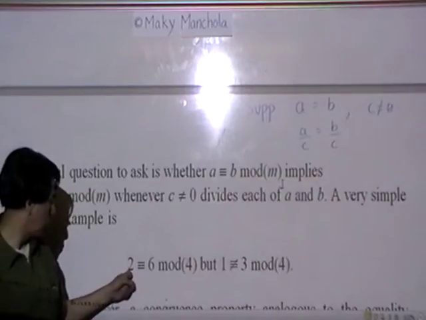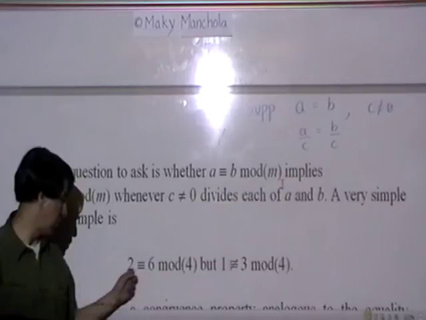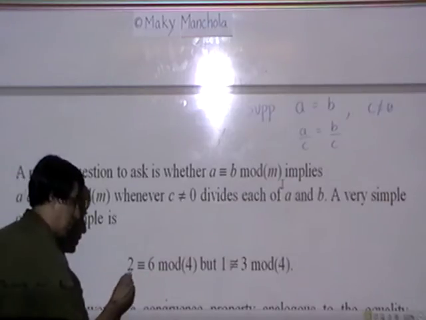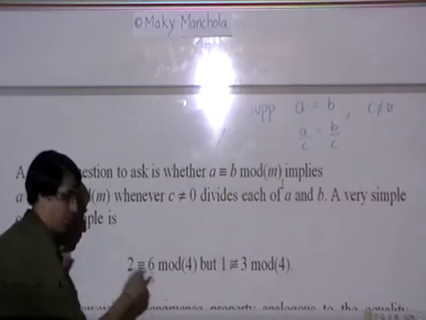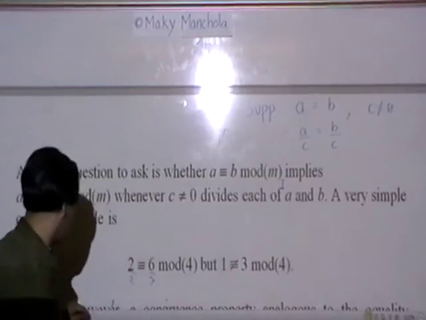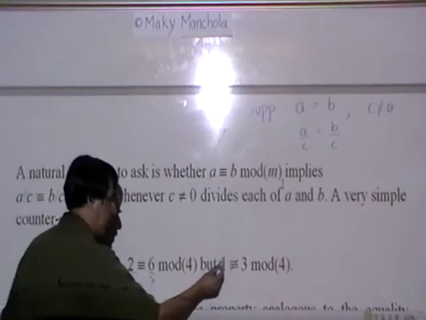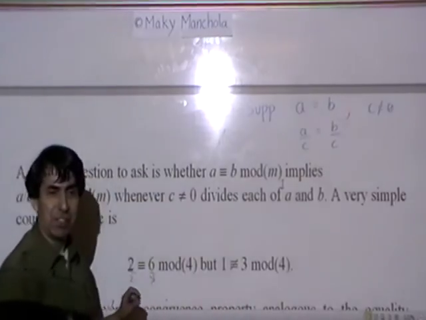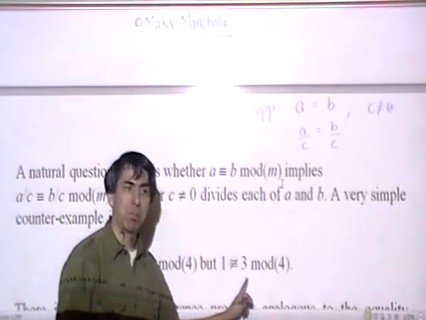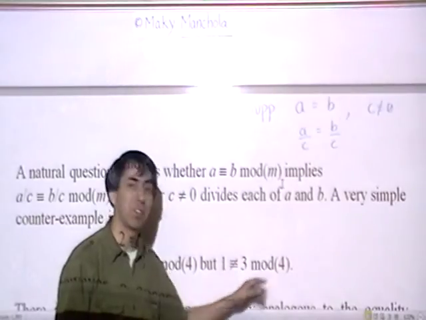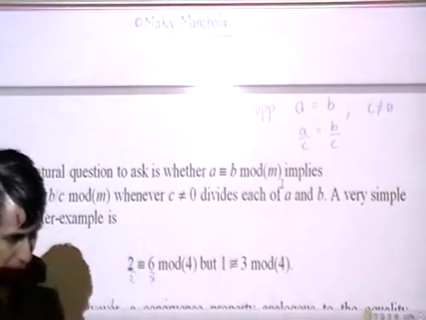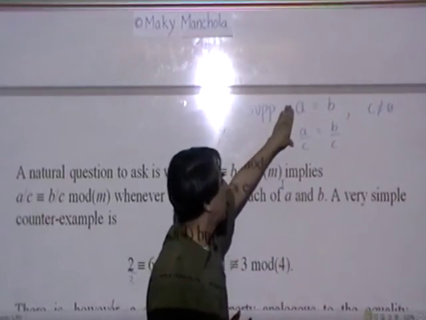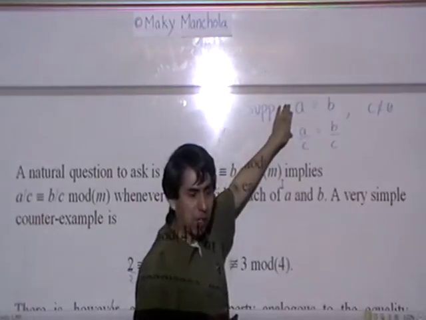So you have 2 is congruent to 6 mod 4, because 6 minus 2 is 4 and 4 is divisible by 4. But if we were to divide both sides of this congruence by 2, on the left hand side we would get 1, on the right hand side we would get 3. But notice that it is not the case that 1 is congruent to 3 mod 4, because 3 minus 1 is 2, it's not divisible by 4. So unfortunately, there is no direct analogy in congruence to this property of equality.